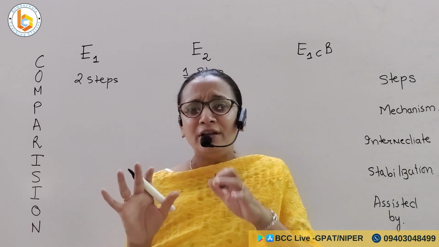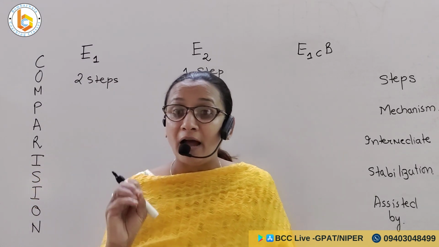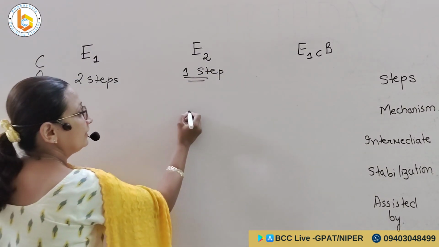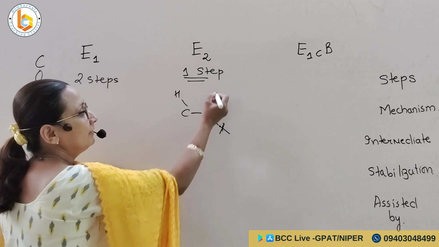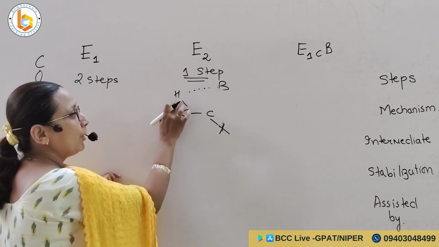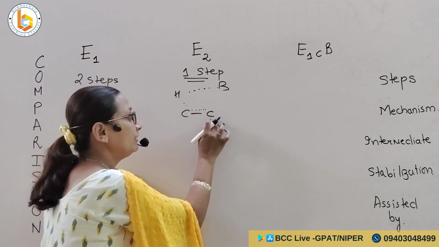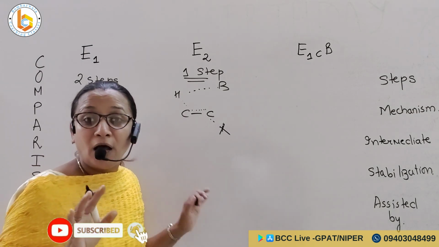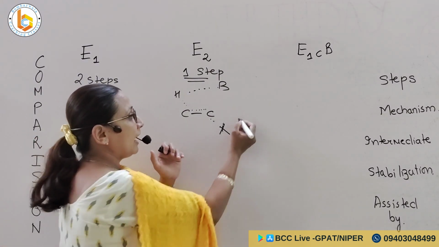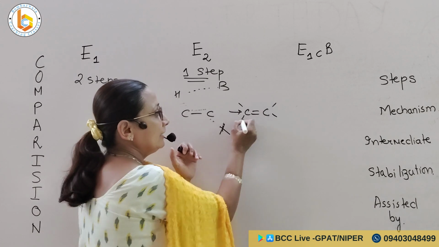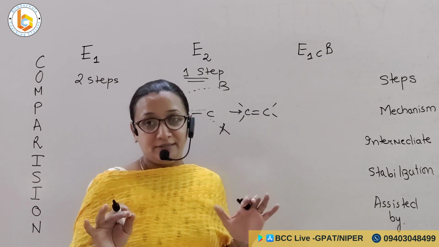Now for example, when we discussed elimination second order and its mechanism, this is my alkyl halide. The base abstracts the proton, the bond between proton and carbon breaks, a new bond between carbon and carbon is formed, and the bond between carbon and halogen breaks. This is how in one step the transition state occurs and elimination happens, and I get an alkene. This is what is called the elimination second order mechanism.